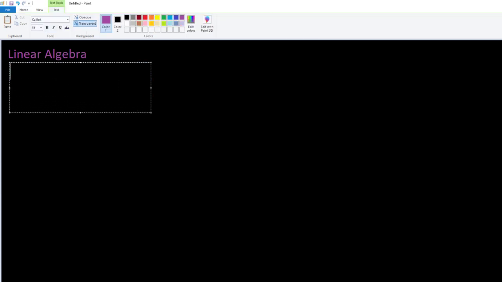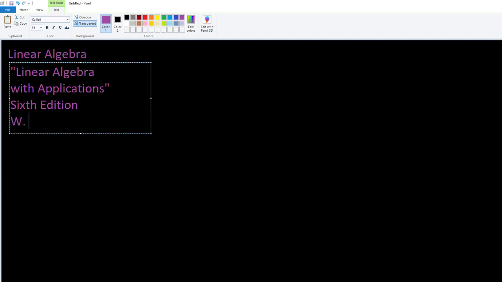It's called Linear Algebra with Applications, the 6th edition, by W. Keith Nicholson. You can find that in the link in the description where you can buy the book to follow along, or find it online somehow. That's the book I have. I bought it about 9 years ago. They may have new editions now, but regardless of what edition you have, I'm going to write down each question as we go.